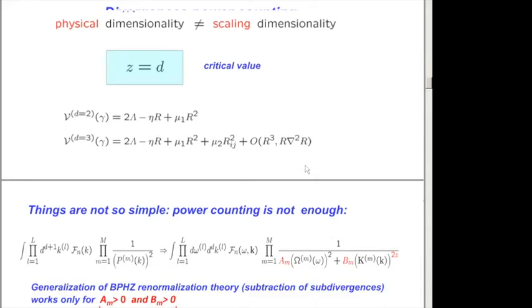Now, these are actually very naive and trivial statements about how the degree of divergence of the diagrams changes if you go from Lorentz invariant to Lorentz non-invariant theories having this anisotropic scaling invariance. But actually, the situation is trickier in the following sense. Things are not so simple, because simple arguments of power counting are really not enough to establish the renormalizability of the theory.